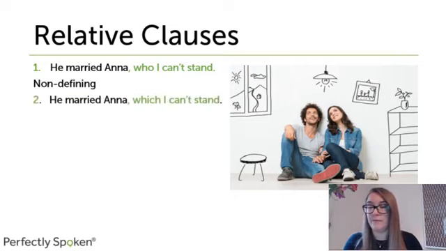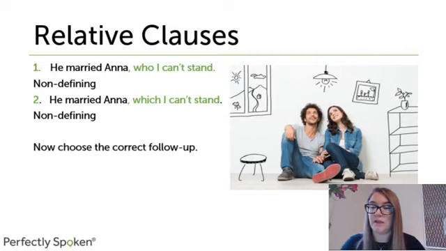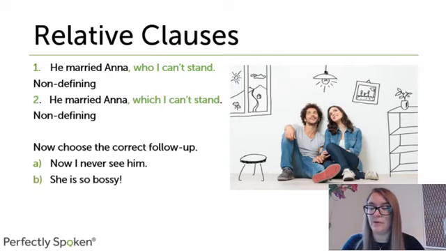He married Anna, which I can't stand. Again, a non-defining relative clause. The part in green is just adding extra information. But notice the 2 different pronouns used, who and which. So what do you think would be the correct follow-up to each sentence? I'm going to give you 2 examples. Now I never see him, or she is so bossy. So pause the slide a moment, reread sentences 1 and 2 and see if you can match with A and B.